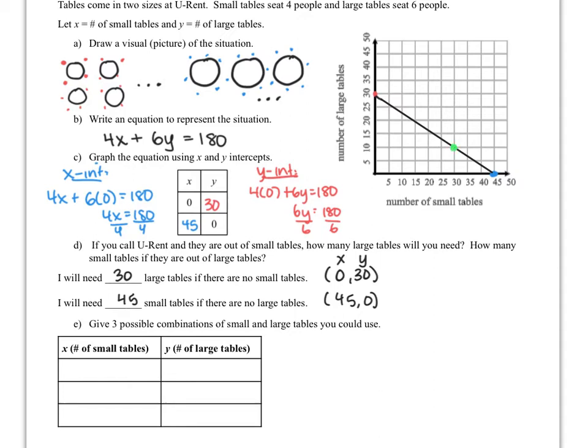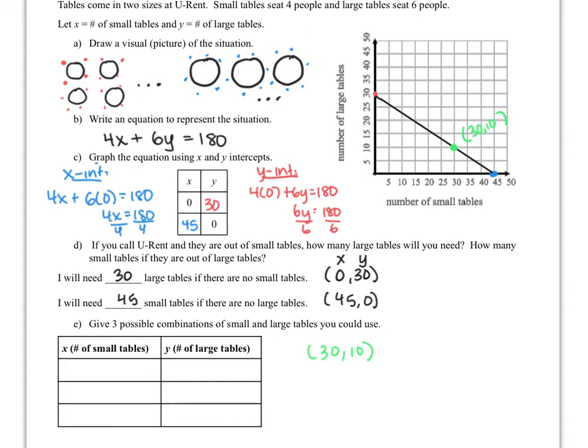So for example, I see that this point right here certainly looks like a pretty good option. So I'm just going to put a dot there. And then I'm going to write its coordinates. So that point has an x coordinate of 30 and a y coordinate of 10. So 30, 10.